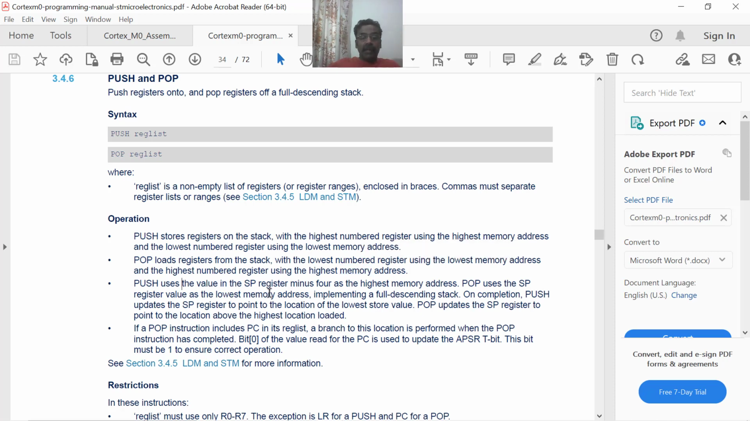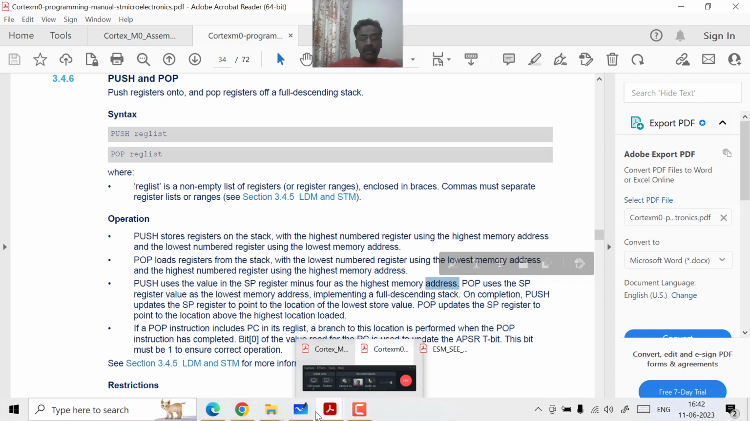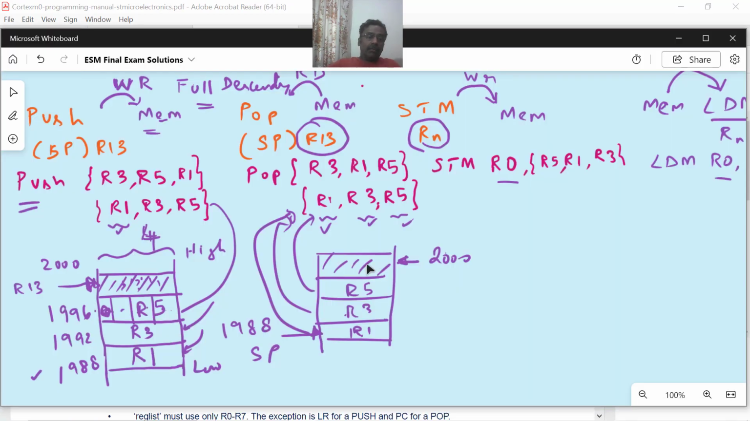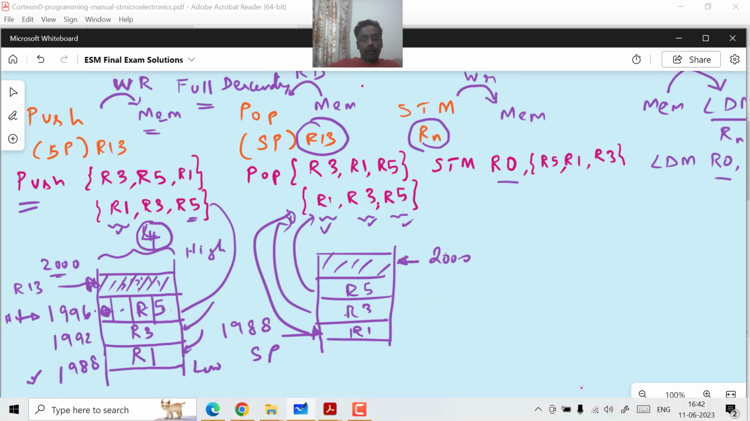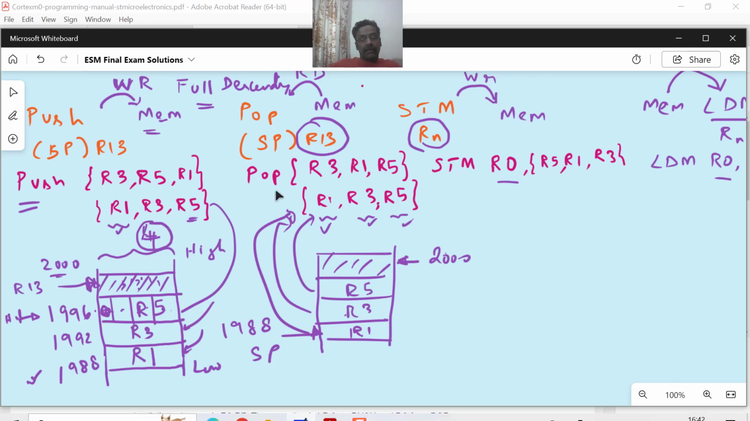Now push uses the value in the SP register. Okay, it is always by default SP minus 4 as the highest memory address. Now minus 4, why is it done? Because it is full descending. So it does minus 4 because it always pushes 4 bytes. So whatever is 2000, minus 4 is 1996, which is used as the highest memory address, used for storing the highest numbered register. And then based on the number of values pushed, it will go down to the actual content. Okay, I hope by reading the manual also you will be able to appreciate what is happening here.